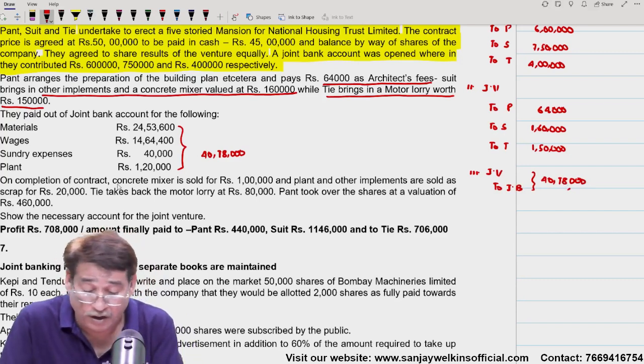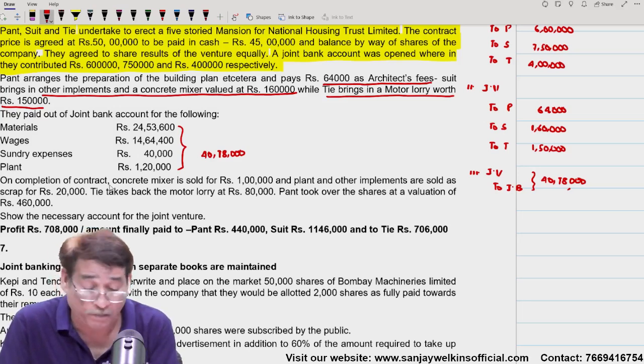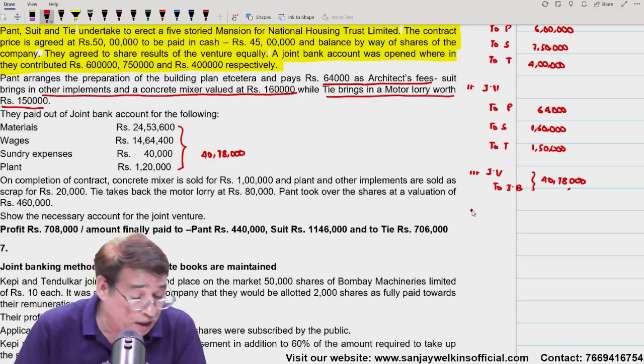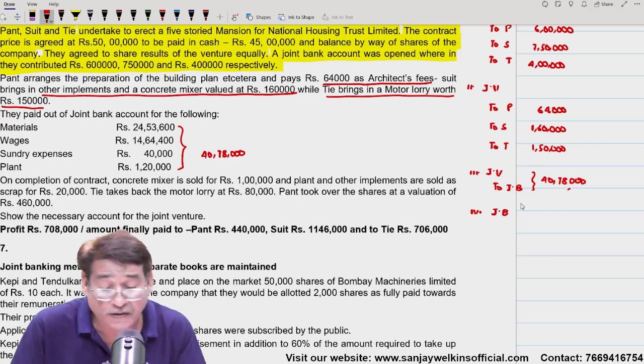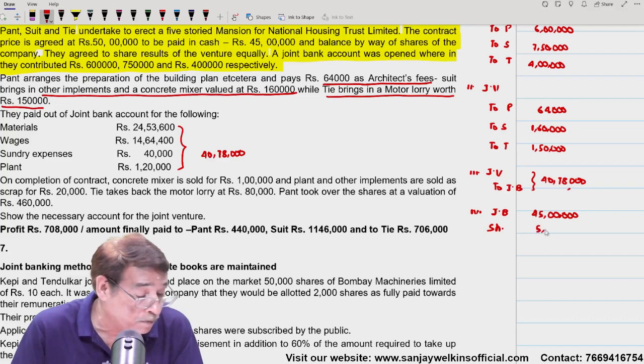On completion of the contract, the moment you realize that the contract has been completed, correct? So you will have to pass the entry first of all for receiving the contract price. You are receiving the contract price this time, out of 50 lakh, 45 lakhs in cash. Joint bank account debit, shares account debit to joint venture. So on the credit side of joint venture account, you will write by joint bank, by shares, 50 lakh.